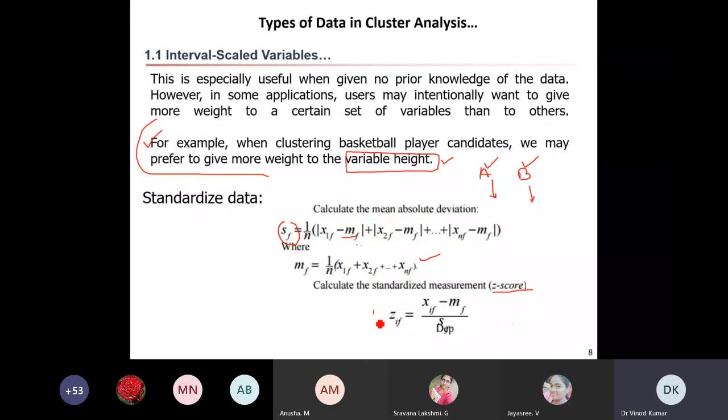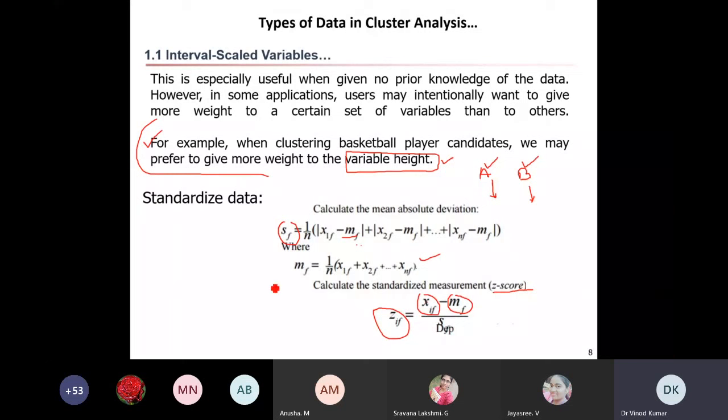So how do you calculate the Z-score? z_f means you are finding the Z-score. For any value x, and m_f, which is the mean value, whatever value you have, you take the difference from the mean value, and then you divide by the standard deviation. Then you will get the Z-score.